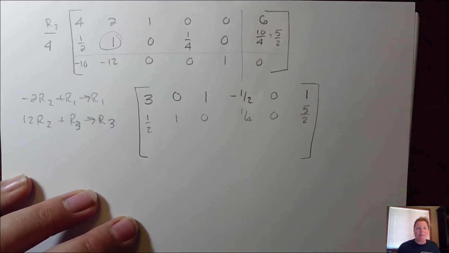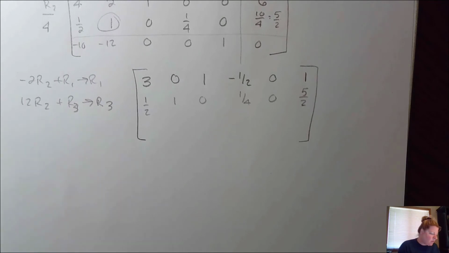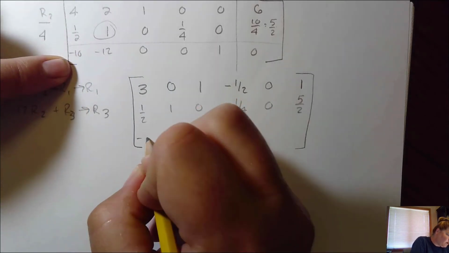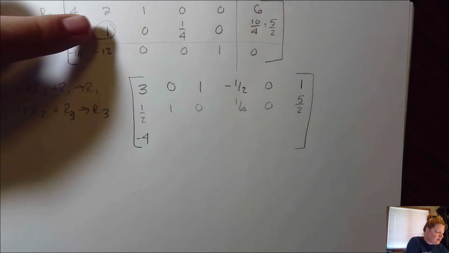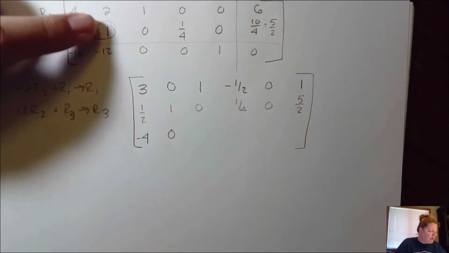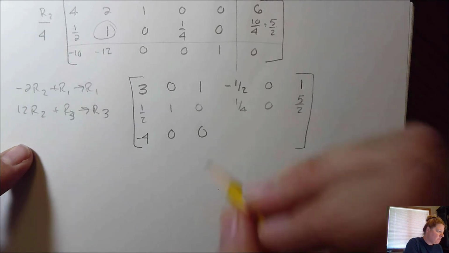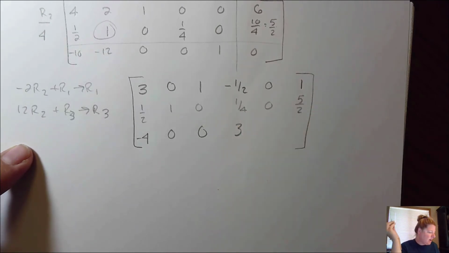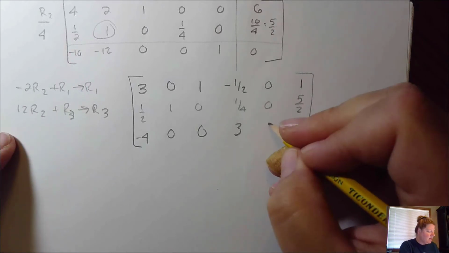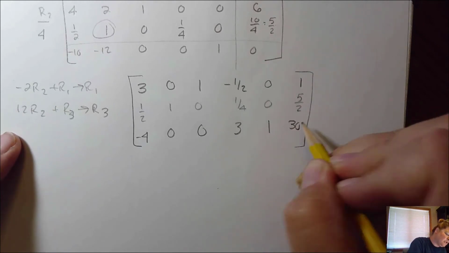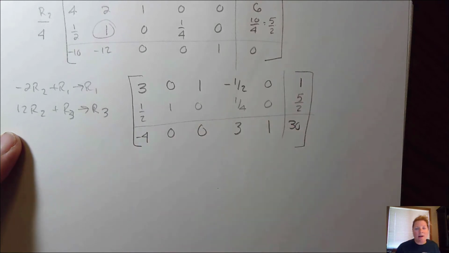Okay. And the bottom row, we're going to times by 12. So 12 times 1/2 is 6. 6 and negative 10 make negative 4. 12 times 1 is 12, plus that is 0. This one will be a 0. 12 times 1/4 is 3. Plus 0 is 3. 12 times 0 is 0, plus 1 is 1. 12 times 5 halves, the 2 goes into 12, 6. 6 times 5 is 30. Hope I didn't confuse you with my method there. Whoopoo! All right.